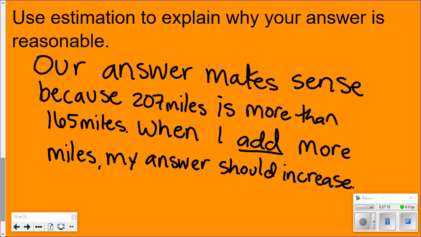Ethan? So if we were doing the subtraction one, we could have written, the answer makes sense because it was less than 165 miles. And so we could have said, when I subtract less miles, my answer should decrease. Very good. Yeah, that's exactly what we're doing.